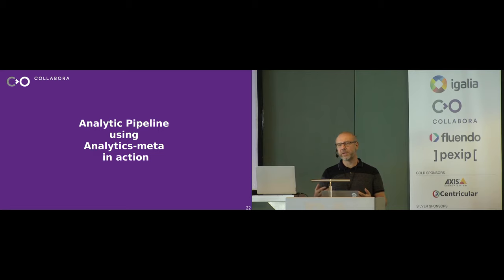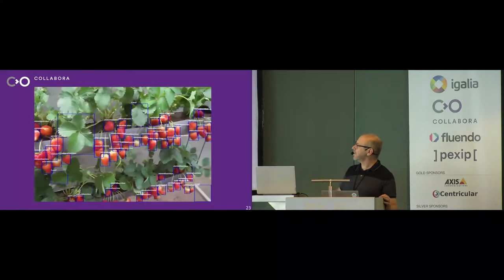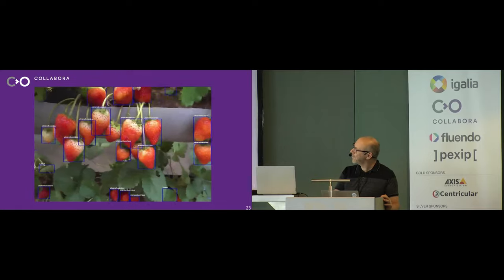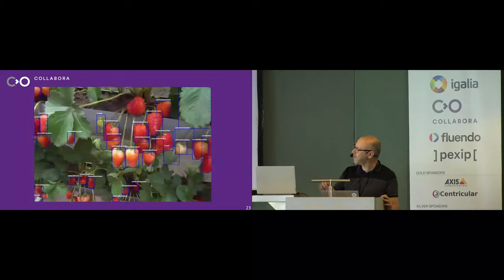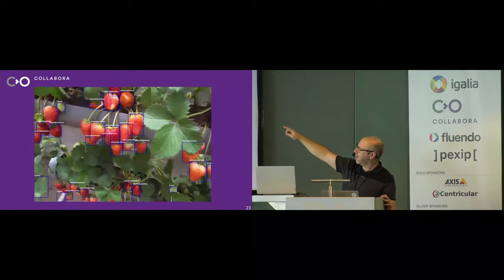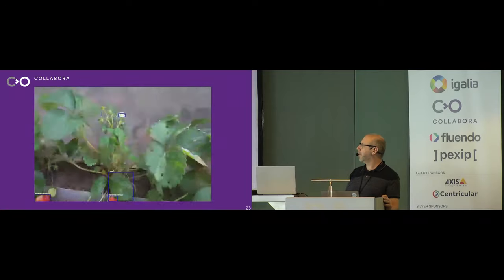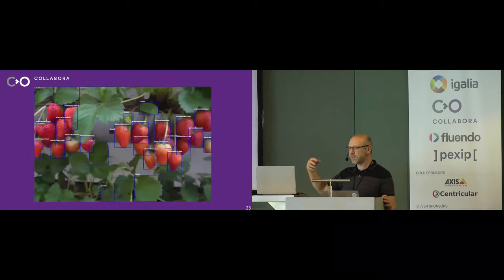Yeah. And so I'm just going to show a quick video, showing an analytics pipeline that is using what I presented, and I'll break down the pipeline to explain a bit more about what is happening. This is detecting strawberries and leaves and classifying them. There's also a segmentation happening to give the specific area of the strawberry to the classifier to be able to have a better classification, so it's extracting the background.